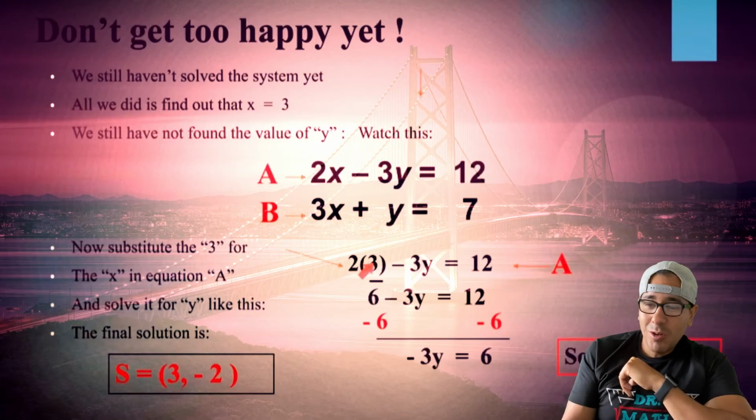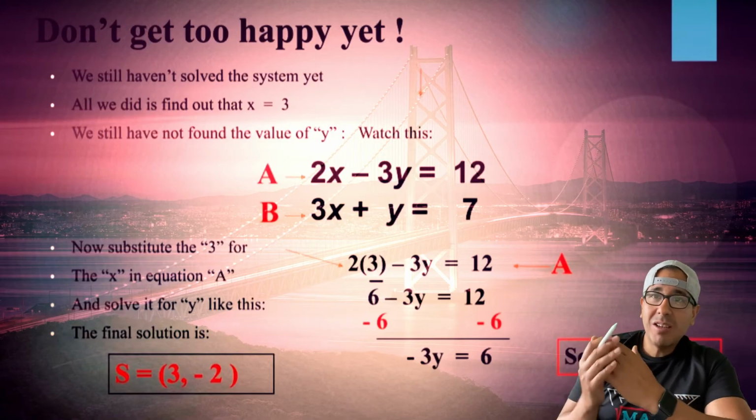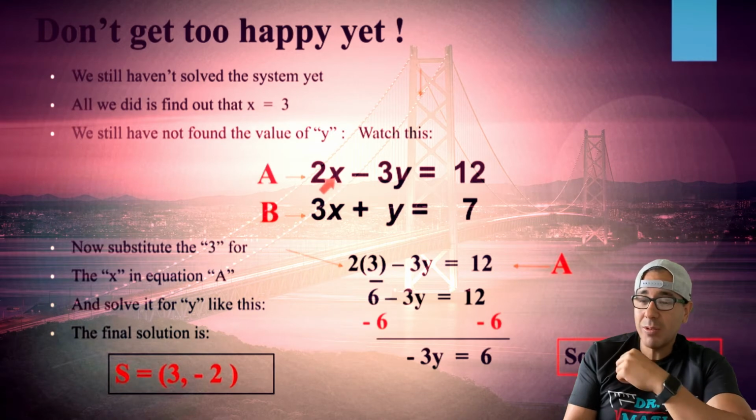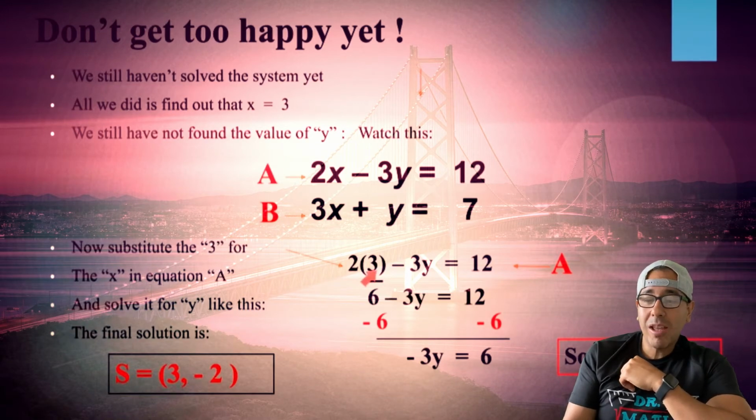All right, so equation A, that's what I'm gonna use. Does it matter? No, it does not. So I'm gonna use equation A, and wherever I see the x, because I know x equals 3, I'm gonna plug in that 3. So that's what's going on right here. So you get 2 times 3 is 6, minus the 3y equals 12.